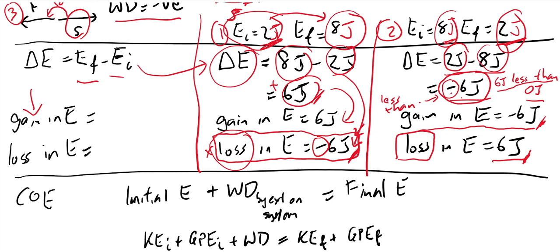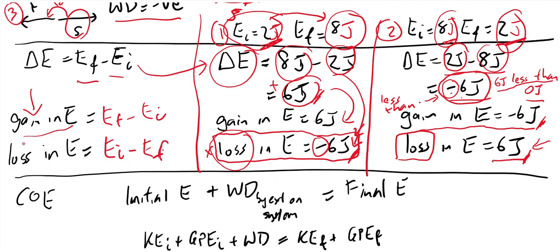With this we can derive the formula for gain in energy and loss of energy. The general formula for gain in energy, as you can see from case 1 and case 2, should always be final minus initial, because final minus initial is, 2 minus 8 is minus 6. So it's E final minus E initial. But this is opposite from loss, because you see, it's minus 6 here. How do I get minus 6? I actually need to take 2 minus 8. How do I get 6 here? I actually need to take 8 minus 2. So the formula for loss is actually initial minus final.